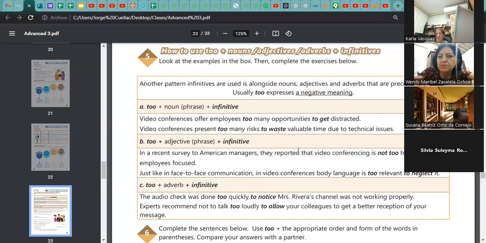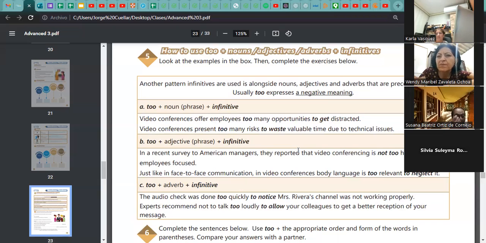Very good, perfect, thank you. So this is a review of what we checked yesterday, okay? The good thing is that here are the answers for the exercise. So the first one says too plus noun plus the infinitive, okay? And the first part is also important.